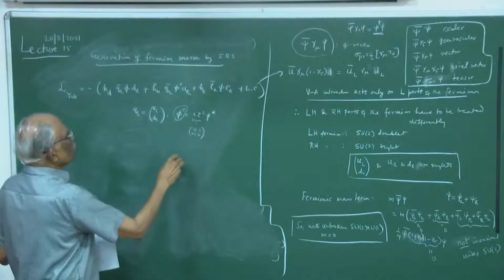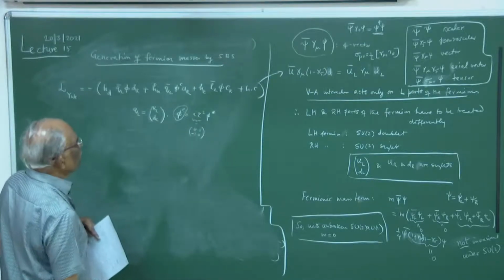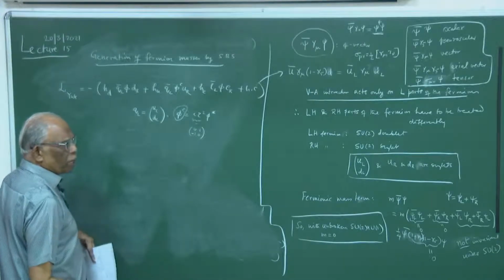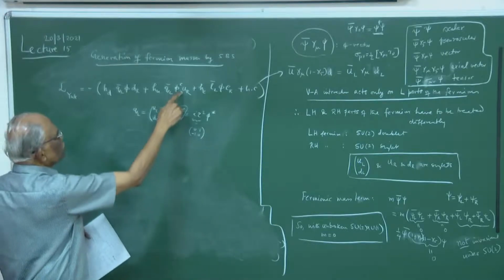So please go back to the notes. So phi star itself does not have the correct transformation property under SU2 transformation, but phi c does, and that is what comes here.